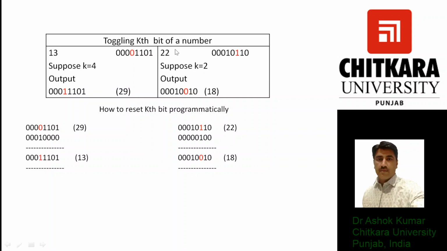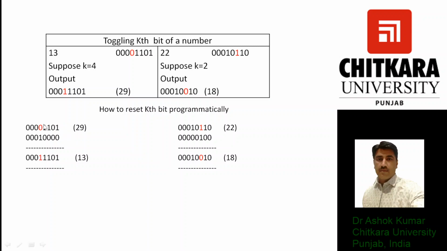If we take another example, 22 is the number in this case, and we want to toggle the second bit of the number. The second bit is 1, and if you toggle it, it will change to 0. So after changing this 1 bit to 0, we will get this number. This is 18 in decimal. So how can you do that? How can you toggle the bit?